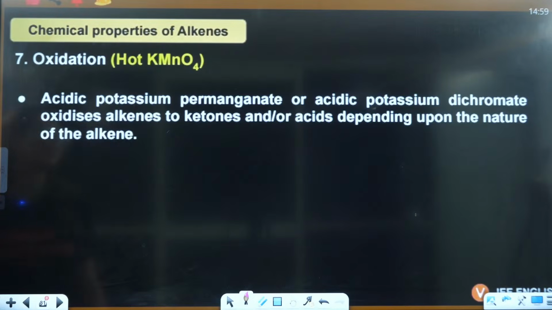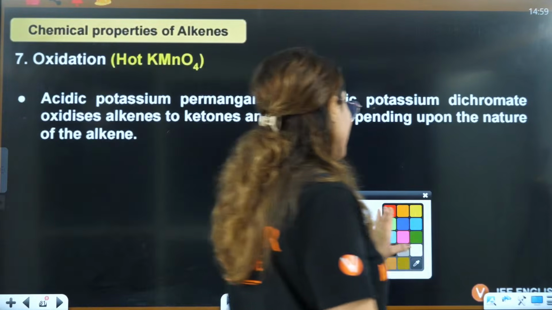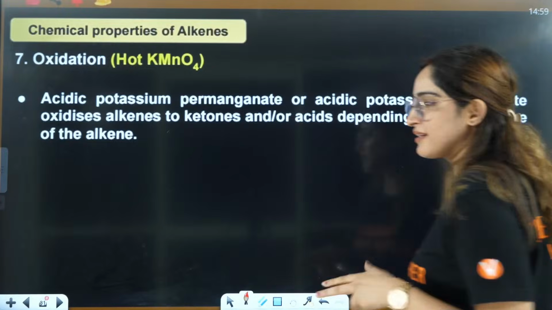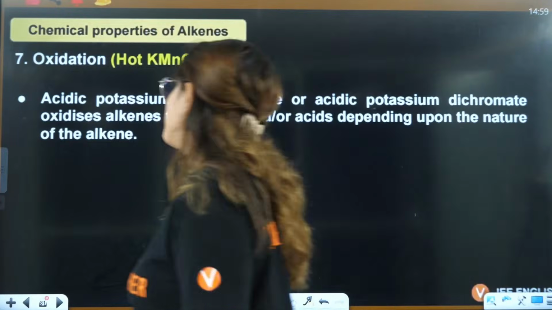JEE is Ravan with 10 shifts of exam, that's right. And we have to kill this Ravan, that means kill the exam, right?